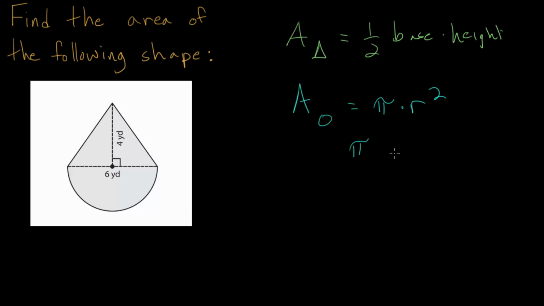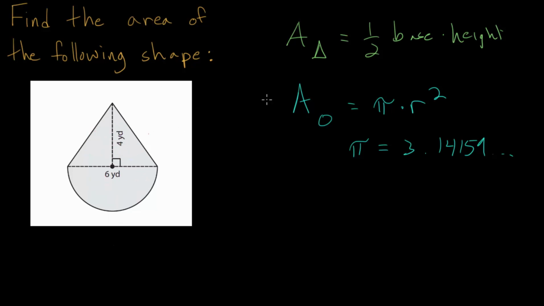Remember that pi is an irrational number. It is 3.14159 and so on. It is an infinitely long decimal expansion without a pattern. So with these formulas, we can now find the area by finding the area of the triangle and then adding that to the area of this half circle here.